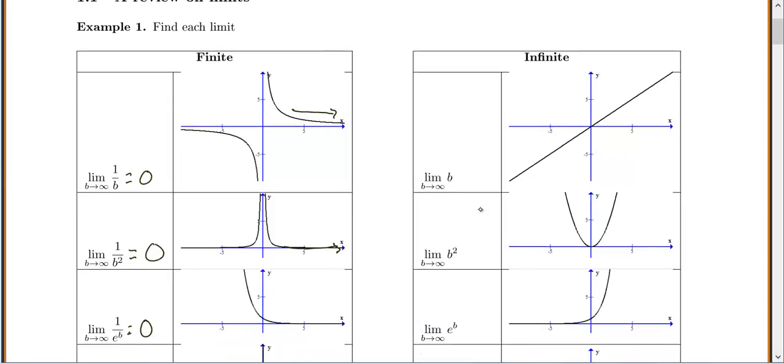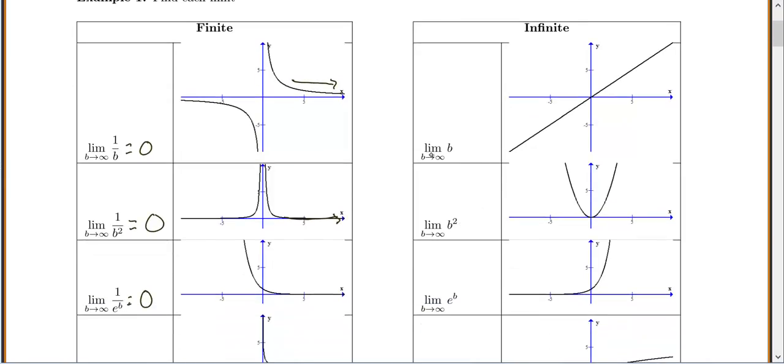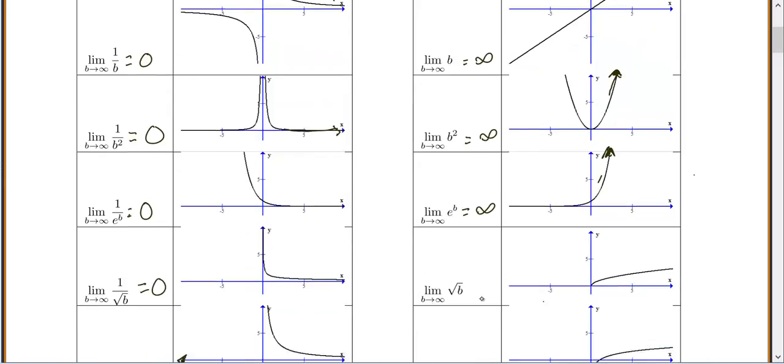Okay, now on the other hand, let's look at these. If I just take the limit as b goes towards infinity of b, as b goes towards infinity, we're going to go towards infinity as well. Or if we do b squared, we're just going to get bigger numbers even quicker, and we're going to get to infinity even quicker. Or e to the power of b, once again, it just keeps going up and up and up, so we're just going to go towards infinity.